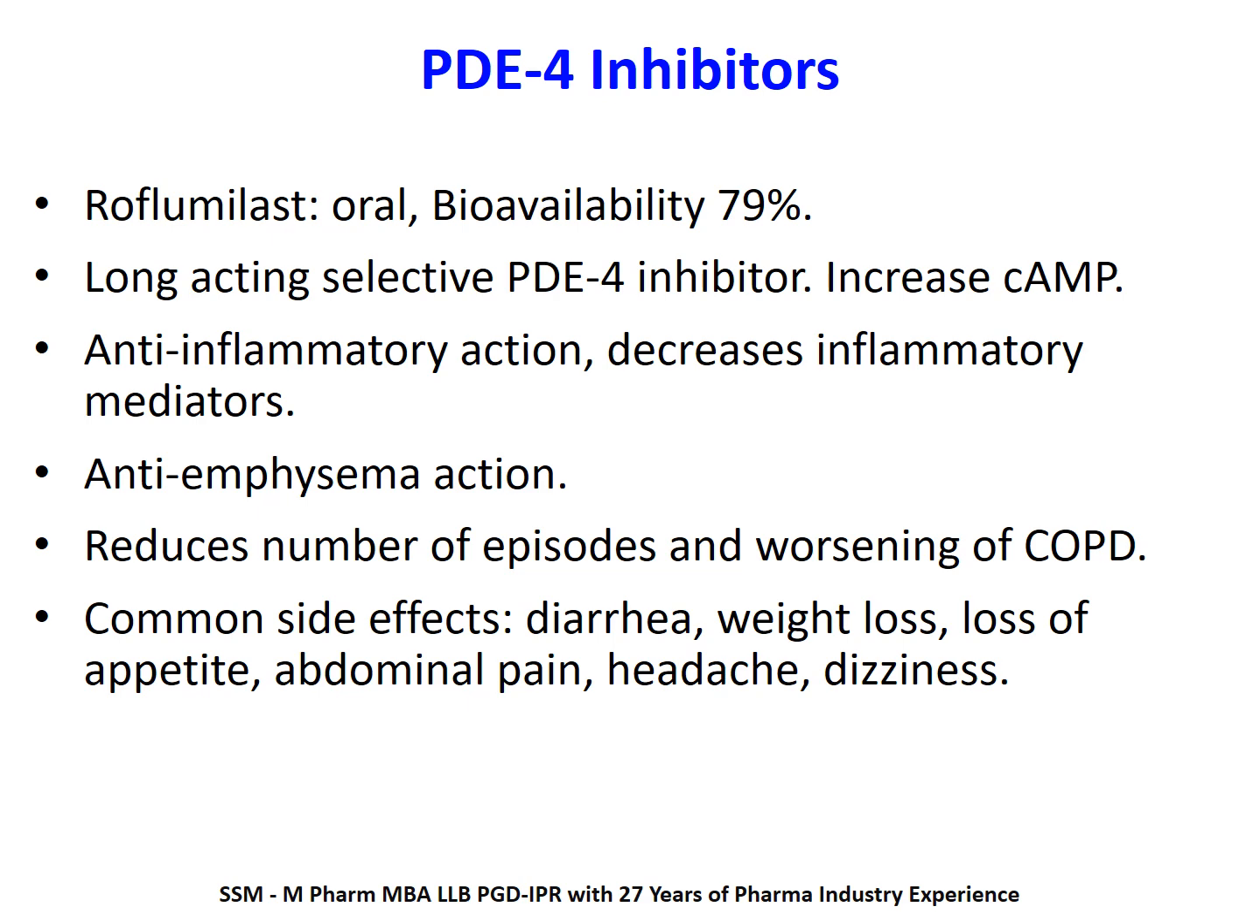The next category is phosphodiesterase 4 inhibitors. An example is roflumilast, which is given orally with 79% bioavailability. It is a long-acting selective phosphodiesterase 4 inhibitor. It increases cyclic AMP. It has anti-inflammatory action and decreases inflammatory mediator release. It also has anti-emphysema action, that means it helps in prevention of alveolar destruction. It reduces the number of episodes and worsening of COPD. It is a very commonly used drug in COPD. Common side effects include diarrhea, weight loss, loss of appetite, abdominal pain, headache, and dizziness.